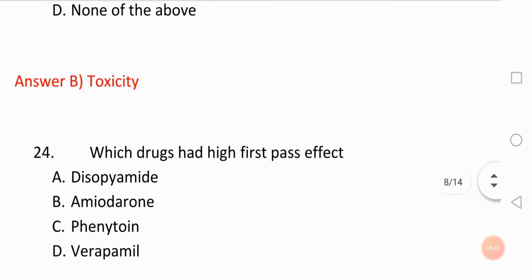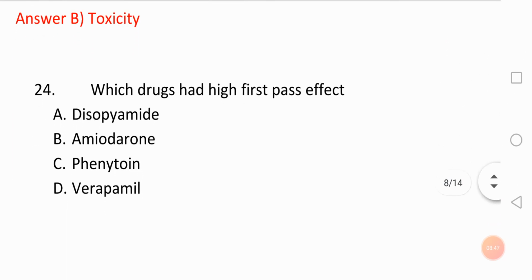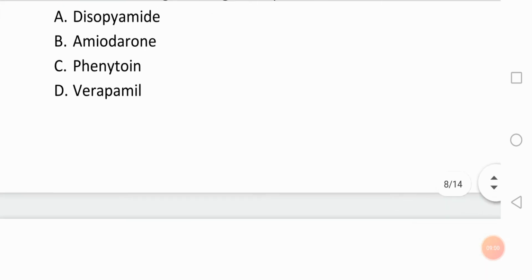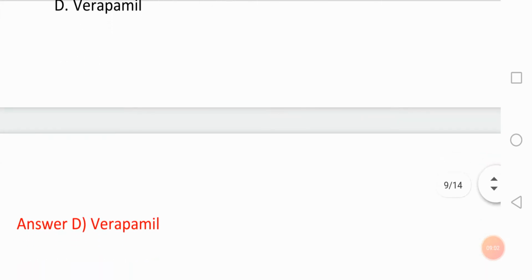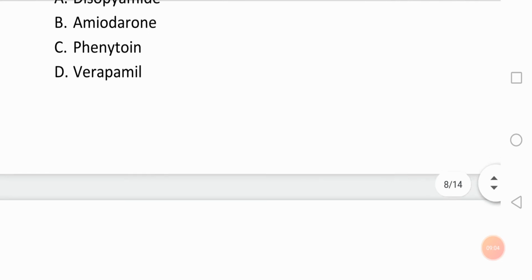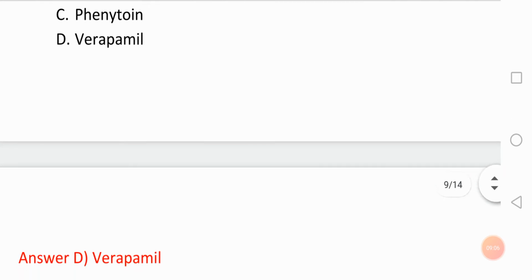24th question: which drug has a high first pass effect? A, disopyramide; B, amiodarone; C, phenytoin; D, verapamil. The answer is D, verapamil. Propranolol, alprenolol, verapamil, and salbutamol are the drugs with high first pass metabolism.